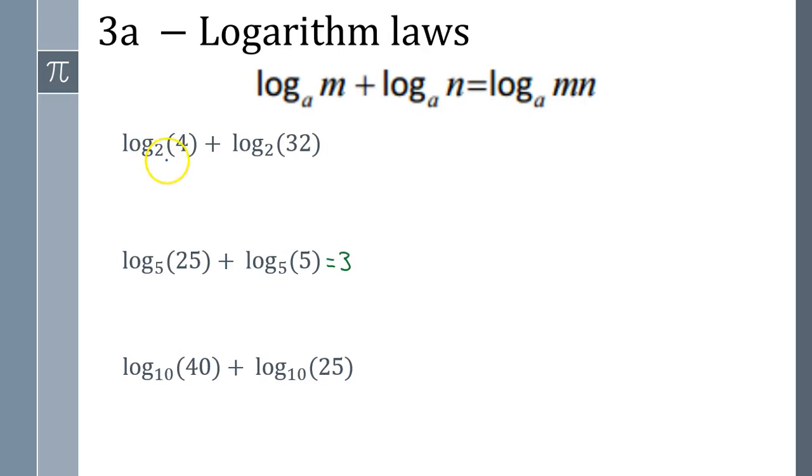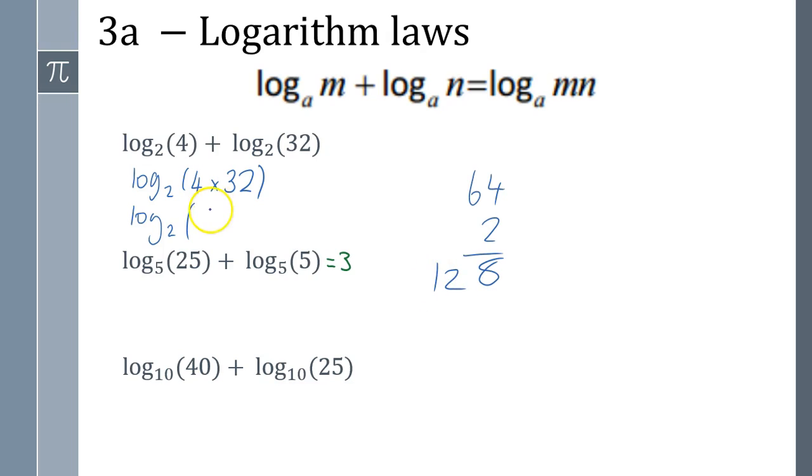The first thing we're going to check is that our bases are the same. This one is a base 2 and this one is a base 2, which means we can use this log law. You see how it's similar to index laws? These little rules, that the bases have to be the same. So if the bases are the same, I can turn it into log base 2, 4 times 32. Then it would be log base 2, 64, 128.